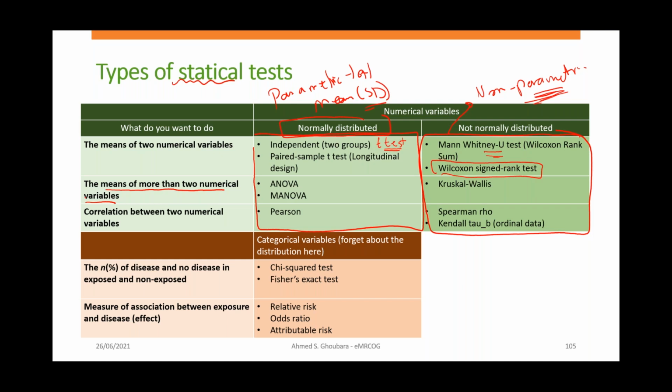The ANOVA parametric test does have a sister. The sister of the ANOVA test is the Kruskal-Wallis test. It doesn't come up a lot in the exam. Most of the time, the question is still about information about normality.